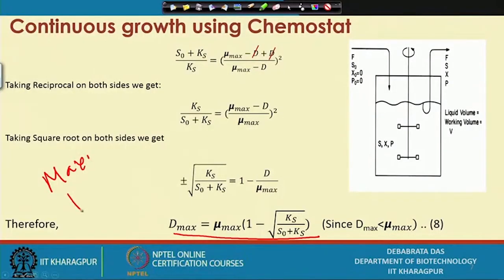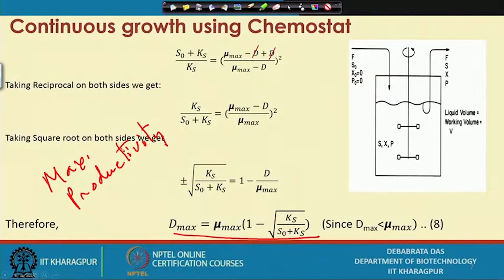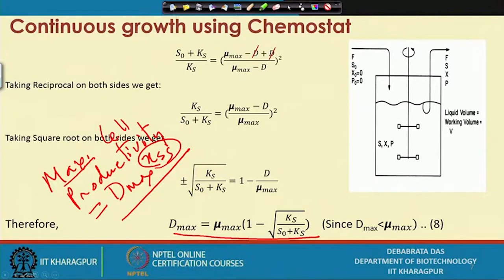Now, what is the maximum productivity? Productivity is usually expressed as mass per unit volume. Maximum productivity means when the rate of cell mass formation is maximum. So, at Dmax, your rate of growth of the cell is maximum. Now, at that particular situation, we have Dmax and XSS at that condition. If you multiply Dmax by that corresponding steady state cell mass concentration, then we will get the maximum cell mass productivity. So, maximum cell productivity we can easily calculate.